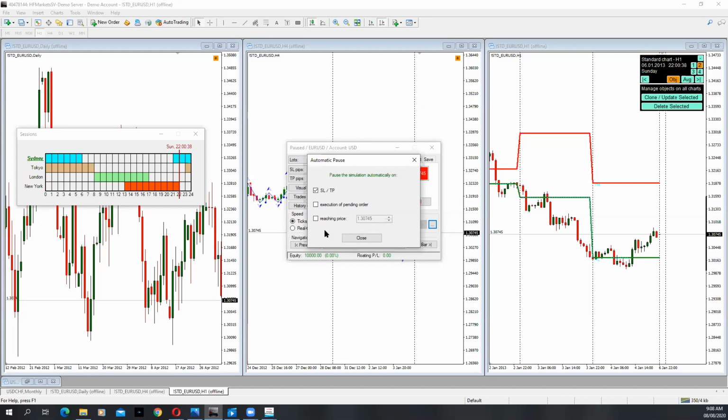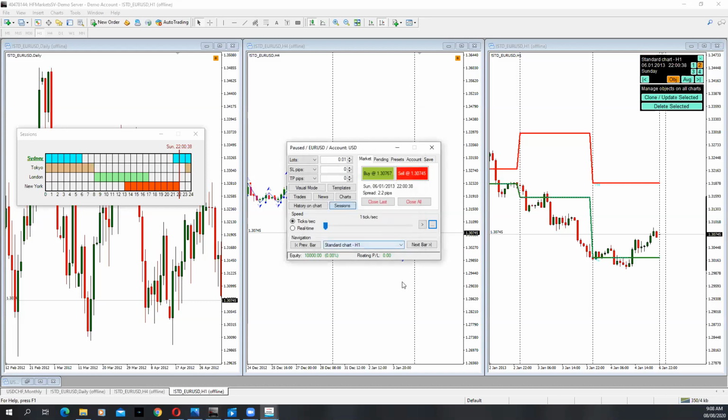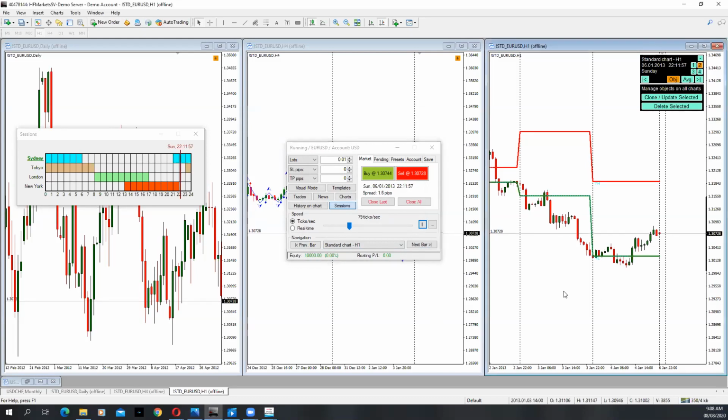Somebody says, and put separators. Okay, I might try that. So you click close. Once you've done that, you could use the next bar, or you can automatically allow price to move on its own. Then you click here. You watch this.